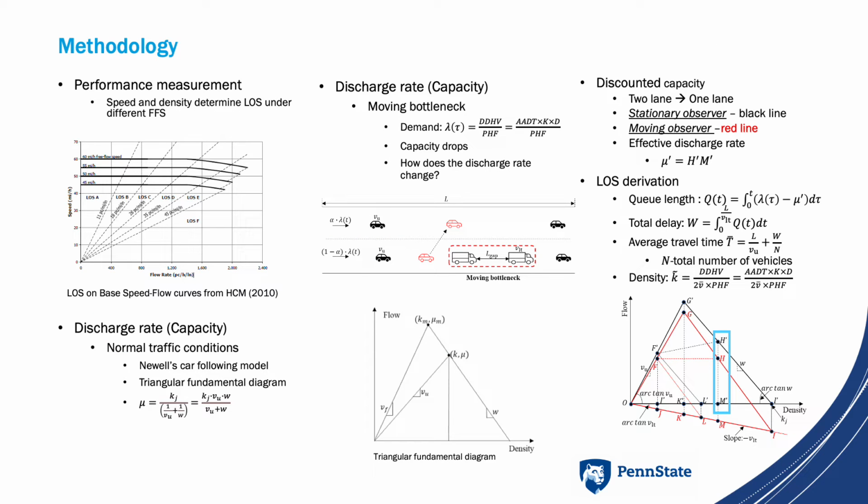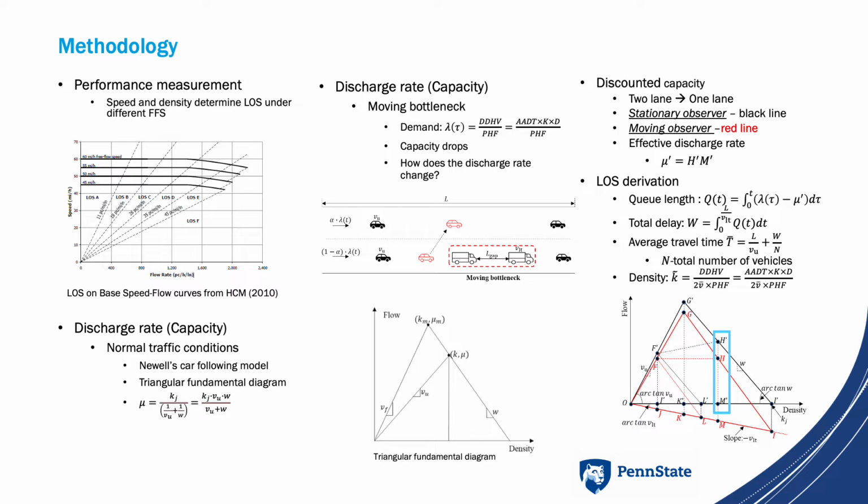This figure describes how speed and density determine level of service at different free flow speeds for multilane highways. Under normal traffic conditions, we apply Newell's car-following model, which suggests a triangular fundamental diagram. From this figure, we can derive the discharge rate mu using this equation, and then we focus on a typical highway with 2 lanes of the same direction.